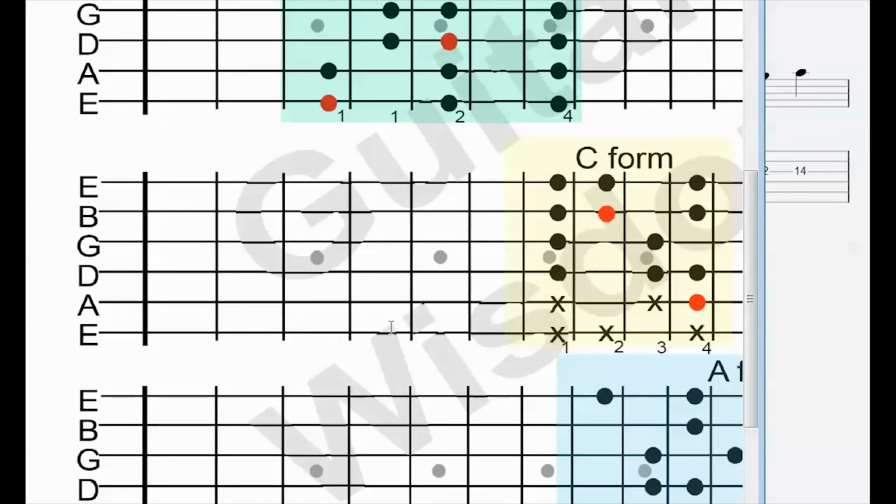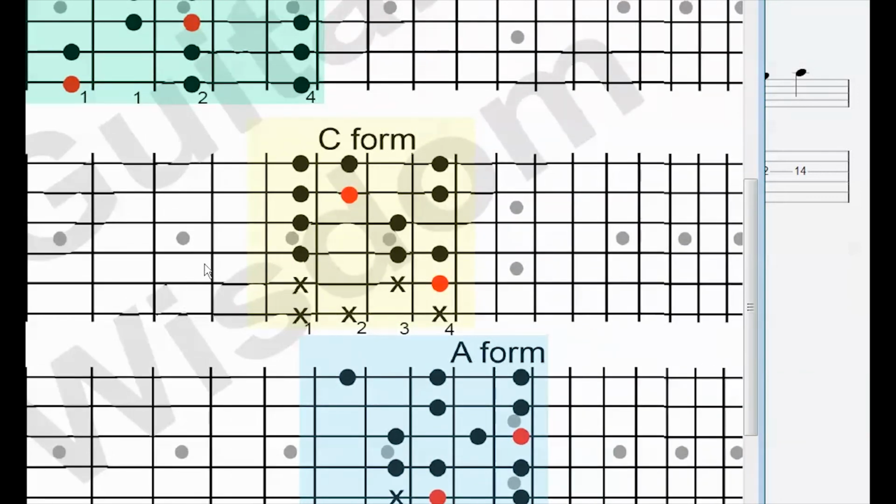Do the same thing up here with the C form. Now in this case, there's plenty of notes below the root in this form, so I'm going to go down to get to the sixth. If this is the root, then that's the seventh, and then the sixth is here. Going up, there's another one there. So those are my two minor roots for the C form.